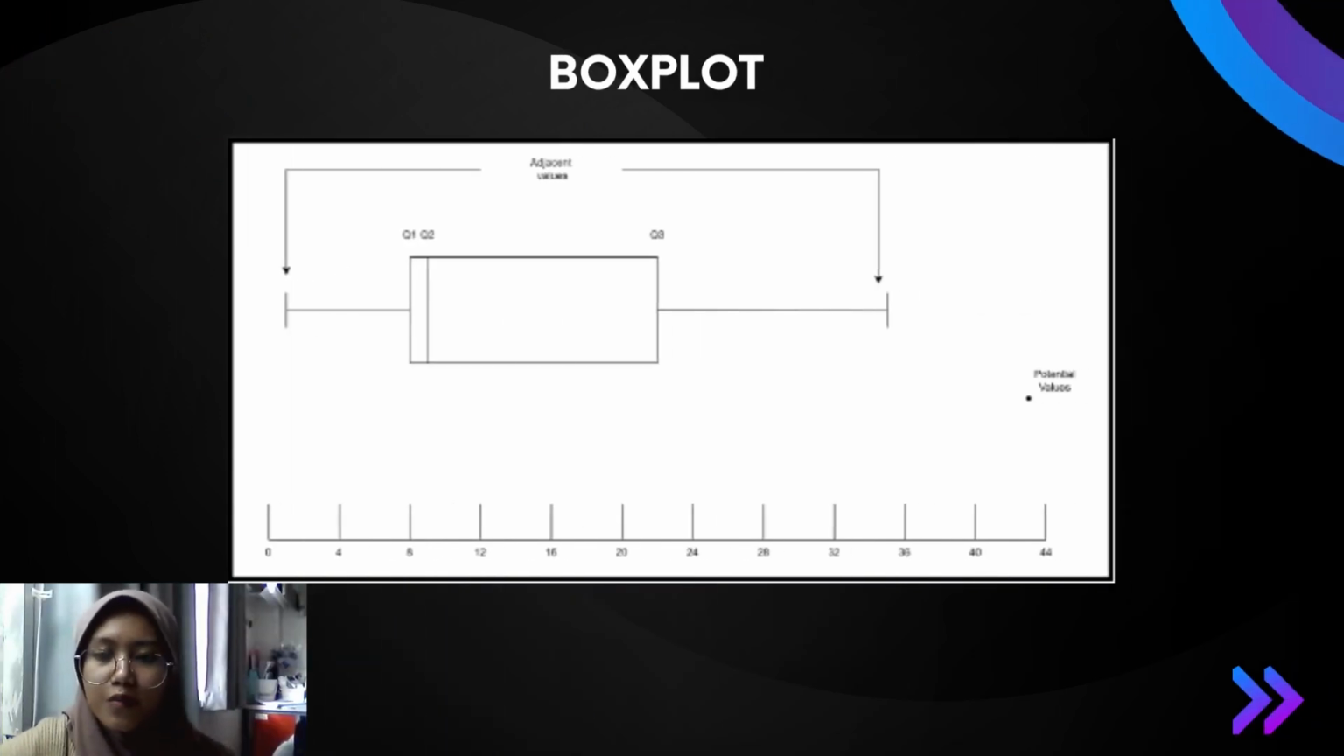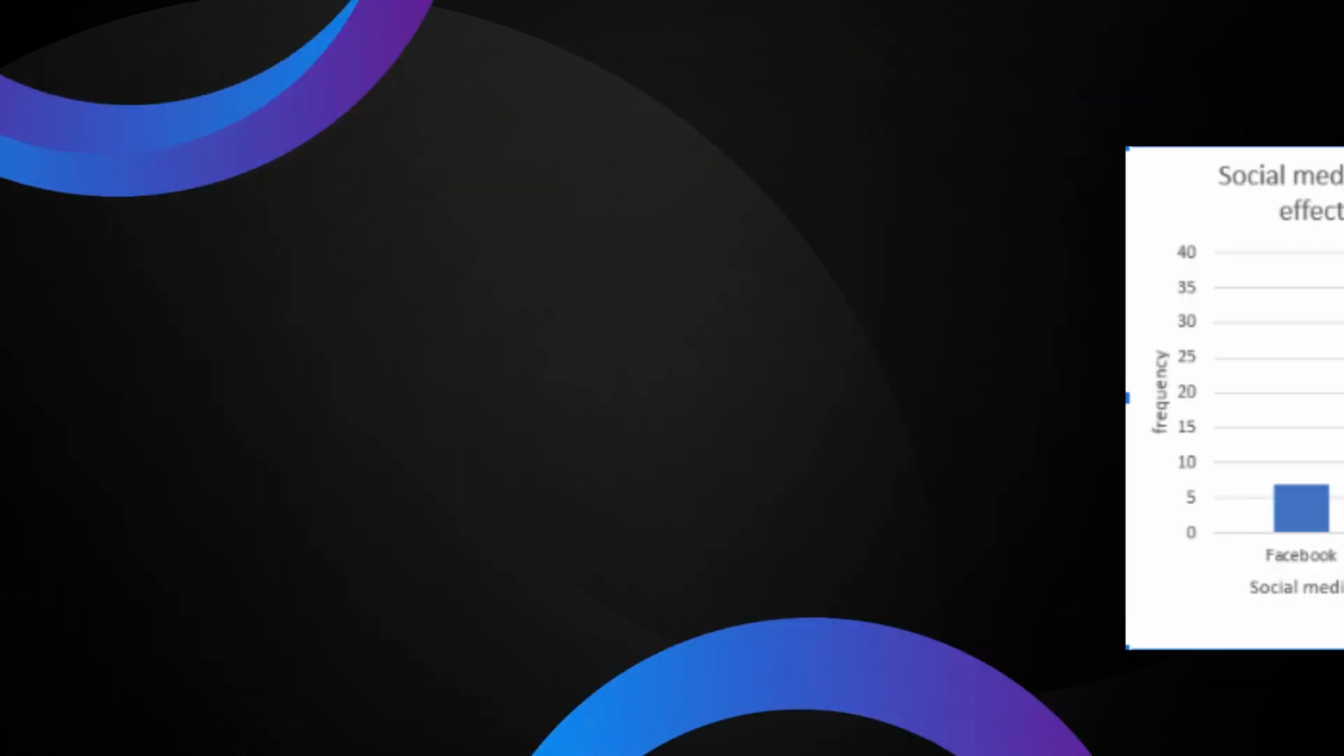Next, we draw the box plot from the previous data that we have calculated, as shown in this video, which are quartile 1, quartile 2, and quartile 3. We also calculate the adjacent values and the potential outliers. Then we can plot the box plot.